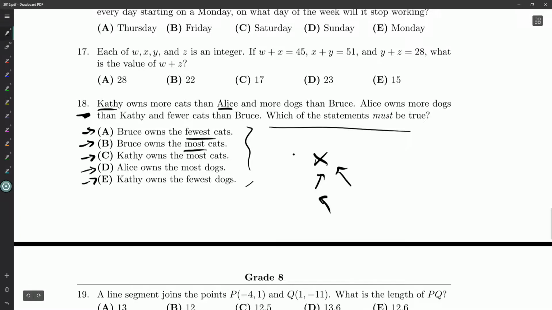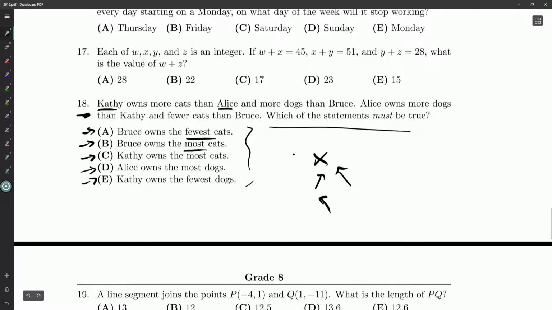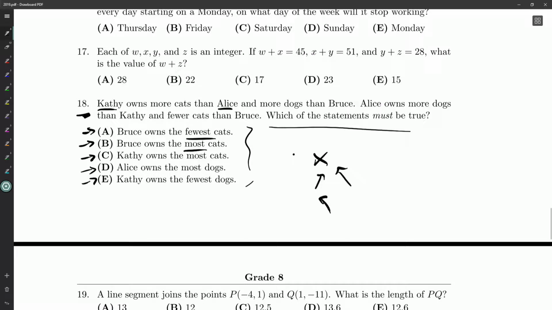So Bruce owns the fewest cats? Well, no. Alice has fewer cats than Bruce. Bruce owns the most cats? Well, he has a lot of cats, but we don't actually know if he has more than Kathy. So we can't decide on B. We're not sure on that one. So we can't say it must be true. It could be true, or maybe Kathy owns more, they just didn't bother to tell us.